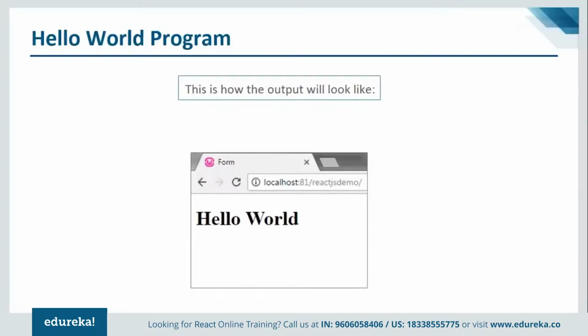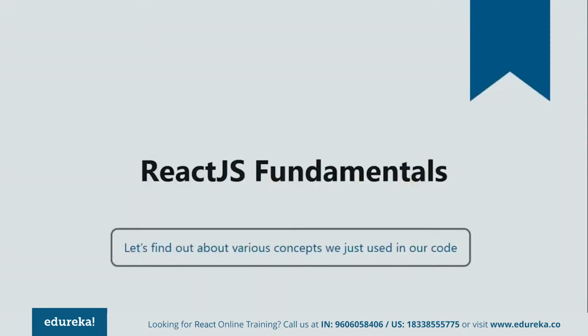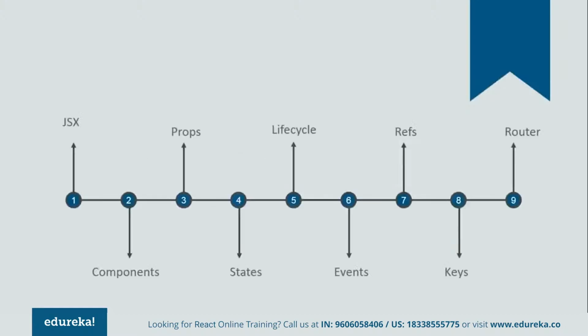Since we are done with our first program, let's now find out the various fundamental concepts working behind it. Here, first we'll understand what is a JSX file and how it is used. Then we'll learn about the components and its different forms. After this, we'll find out what are props followed by the states. Then we'll have a quick look at different phases of the components lifecycle. Next, we'll learn about the React events and how they are triggered. After this, we'll see what are the references and keys and understand their importance in React. Finally, we'll understand what is React Router and then we'll proceed to our demo.